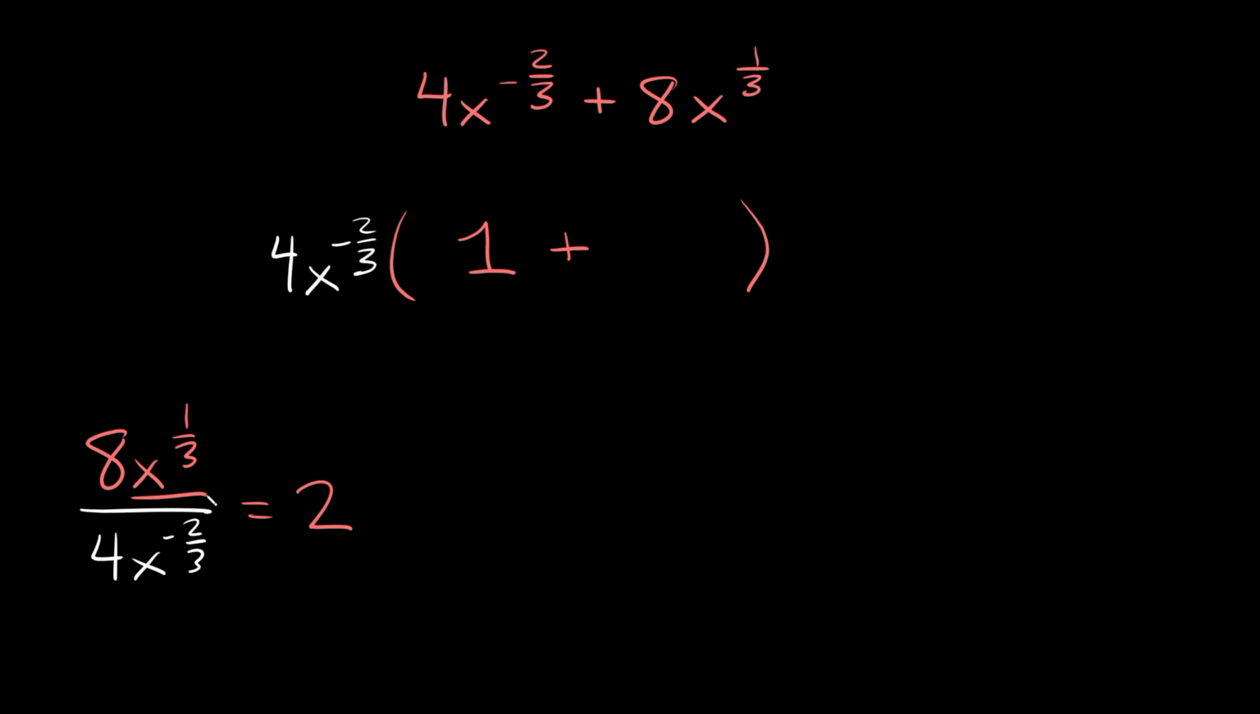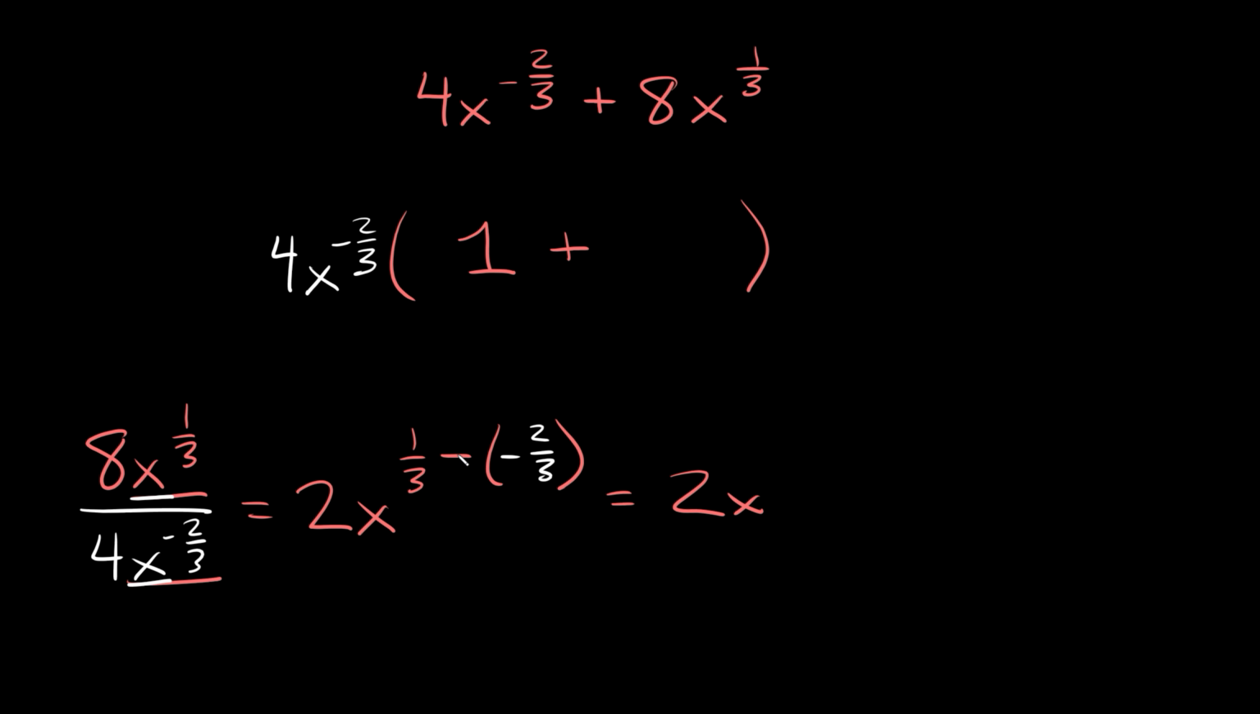And then here we have x raised to the 1/3 and x raised to the -2/3. We have the same base, right? An x and an x. So we'll keep the x and then just subtract the exponents, starting with the one on top first. So we're going to write 1/3 minus the one down here, which is -2/3. All right, so this is going to be equal to 2x.